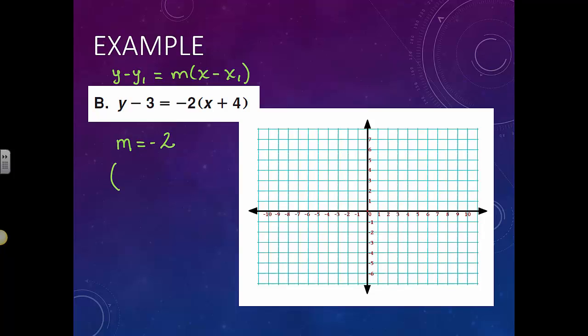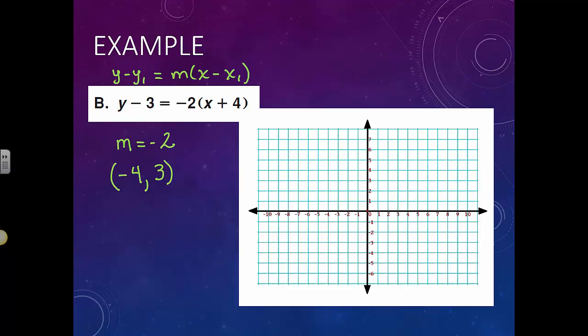So what's my x1 going to be? What would I have to subtract in order to get this to be plus 4? Well, I would have had to subtract a -4. So my x value is -4. My y value that I'm subtracting here, y minus y1, my y1 is 3.